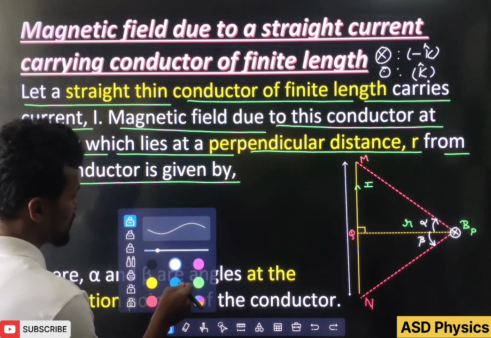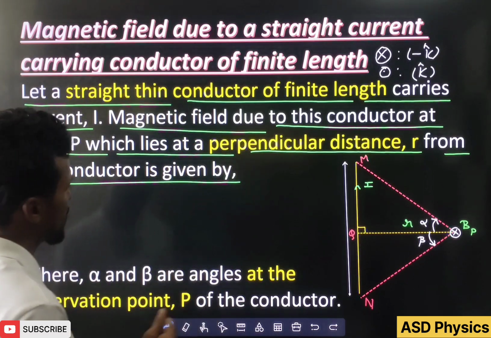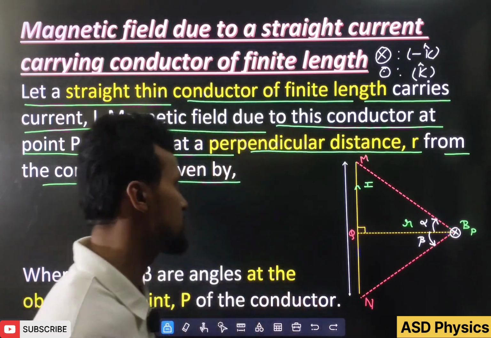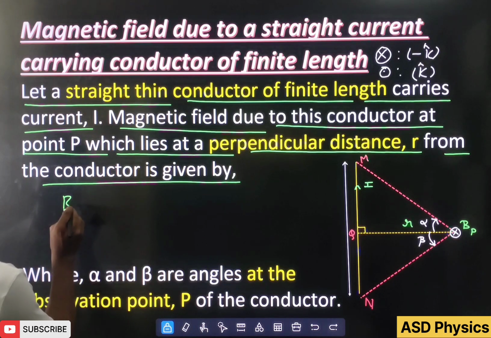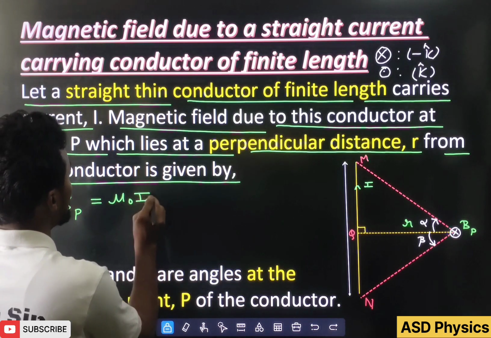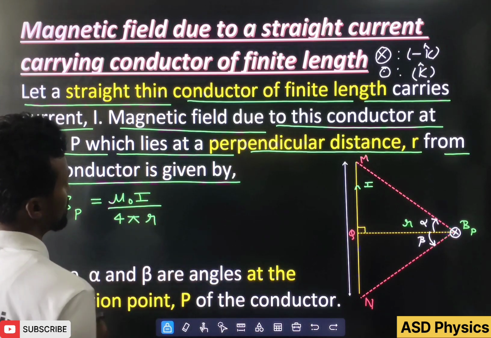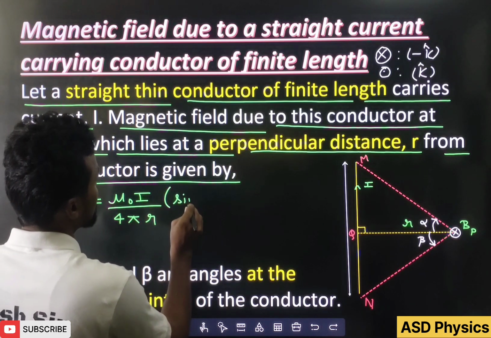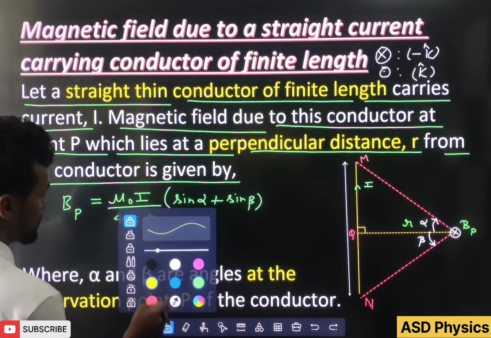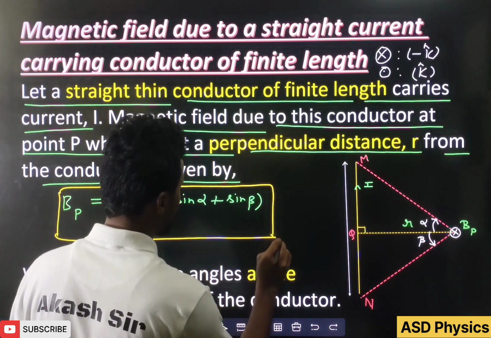After that, remember that the derivation is not important even for the CBSE, NEET, JEE, anywhere. For the basics, if you are interested in the derivations, you can find them in a book, but derivation is not at all important. I'm just writing here the formula. So magnetic field at point P is given by mu naught I by 4 pi r, times sine alpha plus sine beta. Students, kindly remember this formula. The full video will revolve around this formula only.